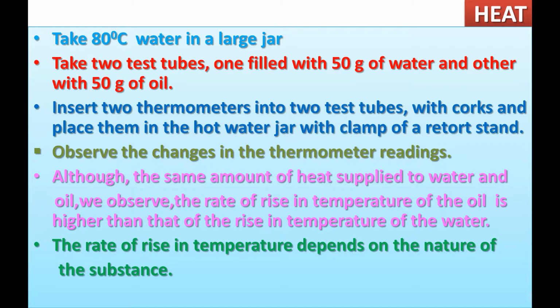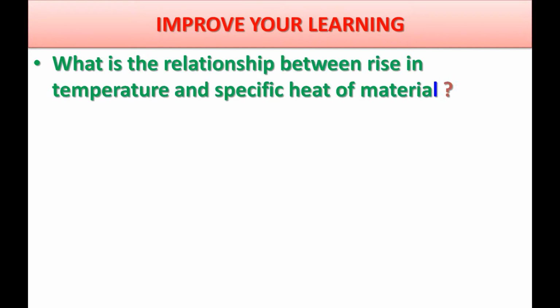So next, students, improve your learning from this activity. I am giving some questions to you, and you can write them down very easily. What is the relationship between rise in temperature and specific heat? We just introduced the nature of the substance and rise in temperature. This rise in temperature depends upon the material, and that means we can guess the specific heat. In the next class we will derive the equation Q equals m s delta T, and s equals Q by m delta T. So this we can guess, and you try to write.